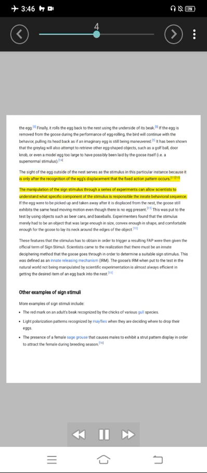The manipulation of the sign stimulus through a series of experiments can allow scientists to understand what specific component of the stimulus is responsible for the innate behavioral sequence. If the egg were to be picked up and taken away after it is displaced from the nest, the goose still exhibits the same head-moving motion even though there is no egg present.